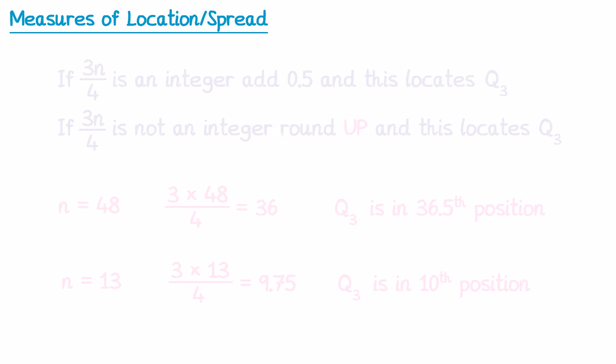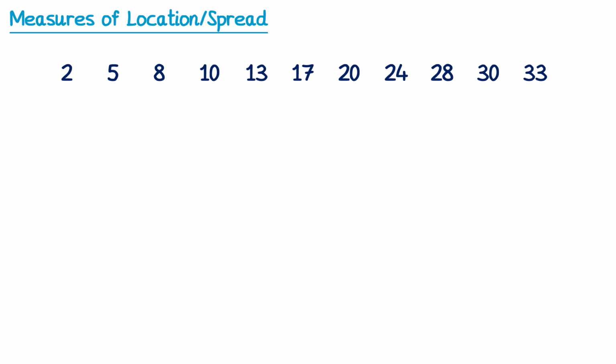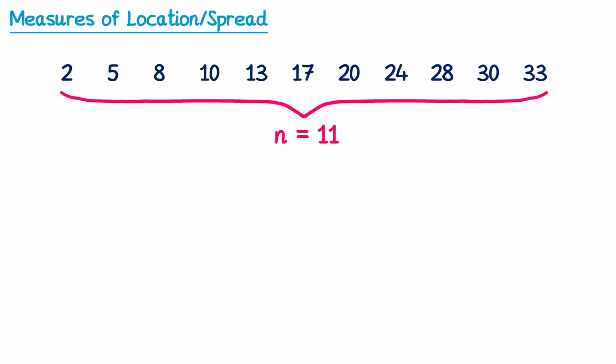Let's have a look at this with a real example. So here's some data. If we count up all of the data items, we can see that n is 11, because there are 11 of them. So we'll start with the lower quartile. We divide n by 4, so 11 over 4, which is 2.75. That's not an integer, so we round up to 3. So Q1, the lower quartile, is in the third position.